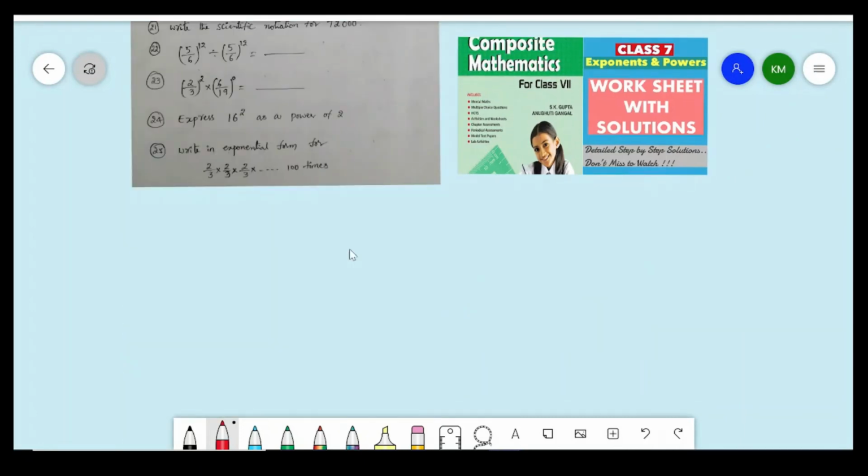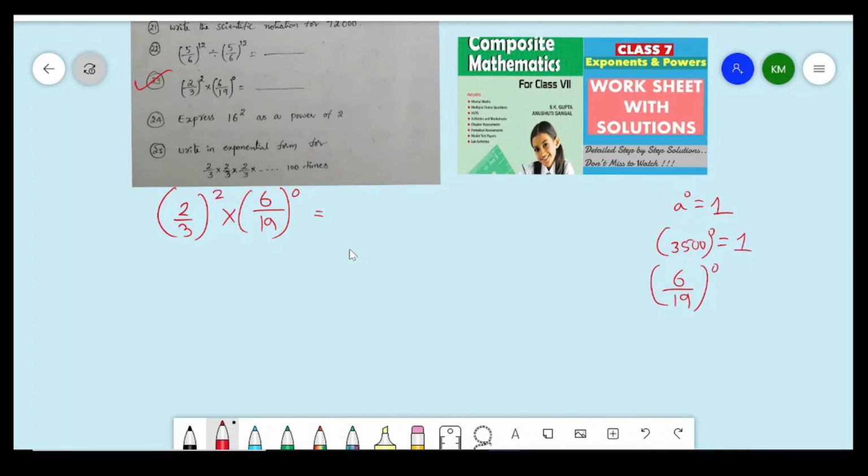Okay, let us move to the next problem, number 23. Here it is given (2 over 3) whole squared, that is (2 over 3) raised to the power 2, times (6 over 19) raised to the power 0. I already told you a power 0 is always 1. For example, 3500 raised to 0 is 1. Here also, 6 over 19 raised to 0 is also 1.